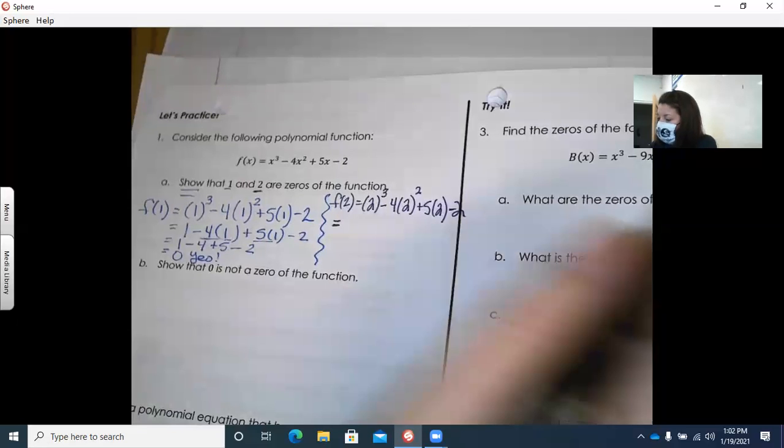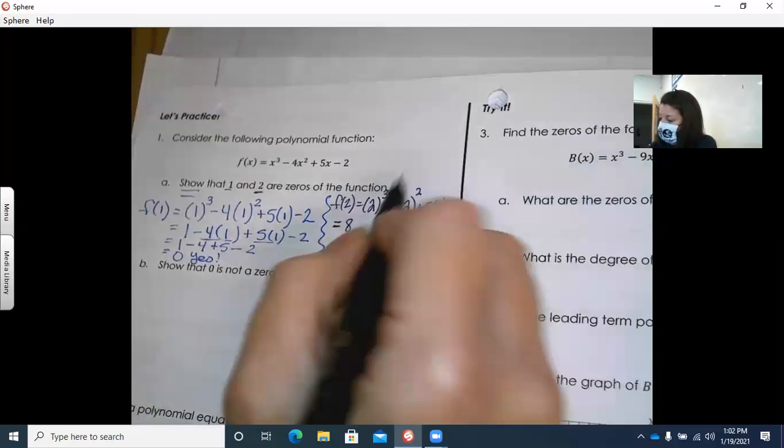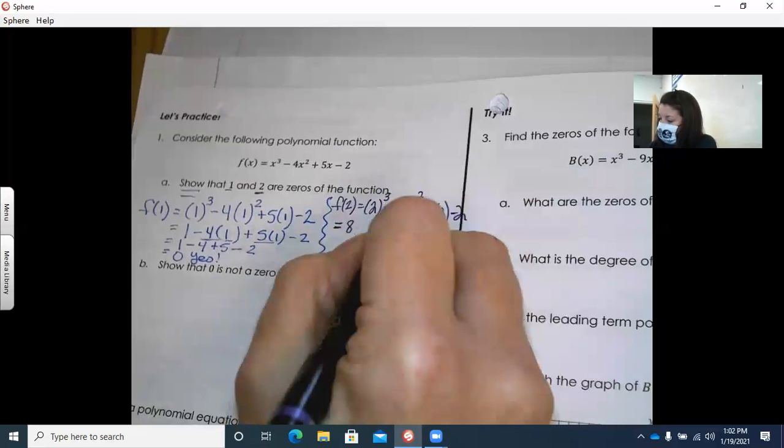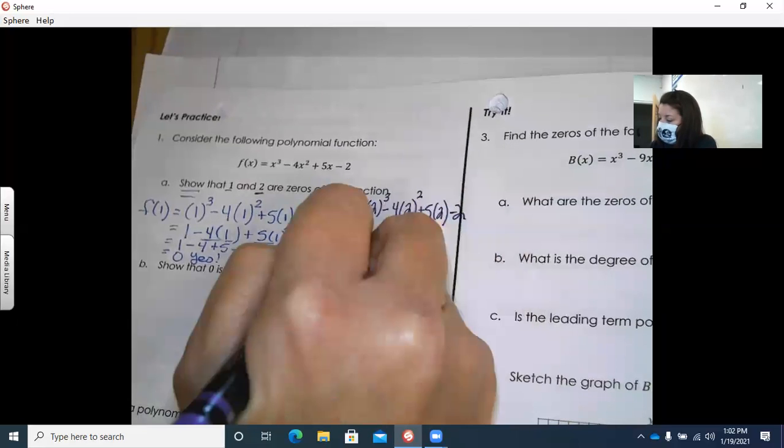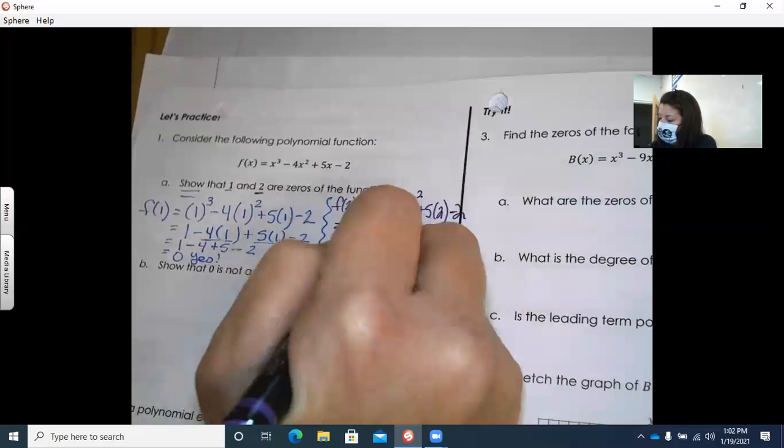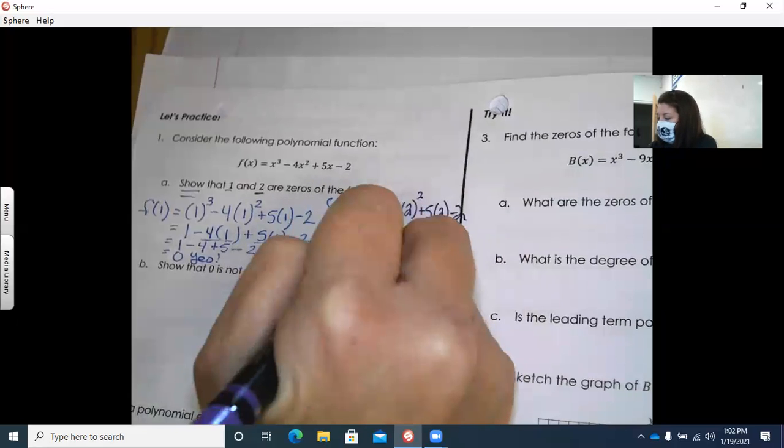Do I do -4 times 2 first or 2 squared first? 2 squared. Exponents come before multiplication. So 2 squared is 4. Everything else I'm just going to bring down for now. I was just taking care of the exponents.